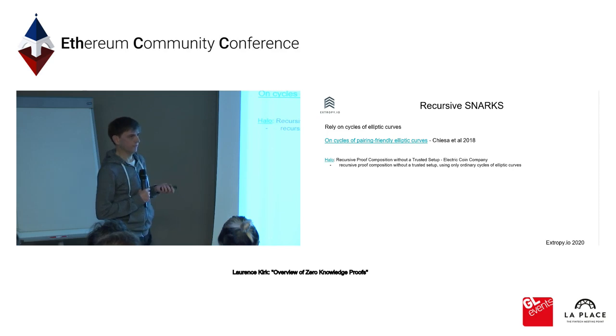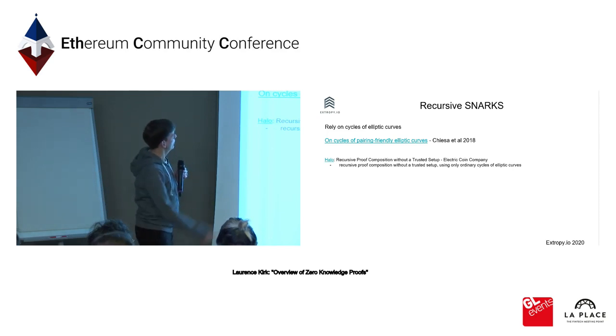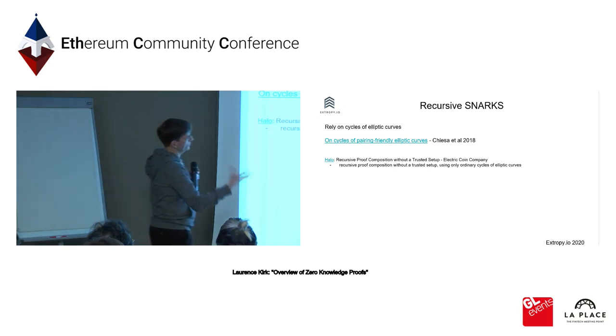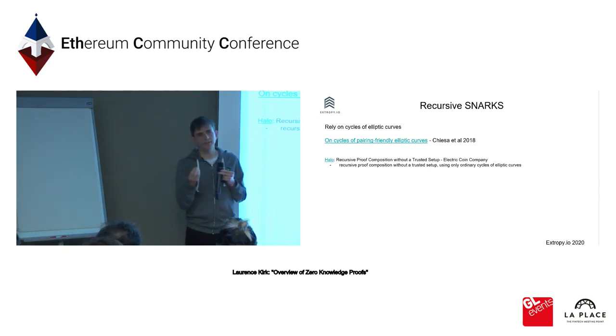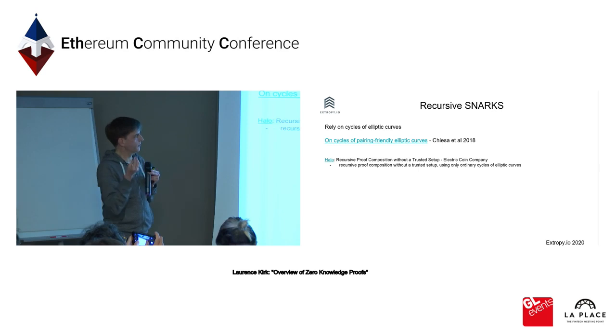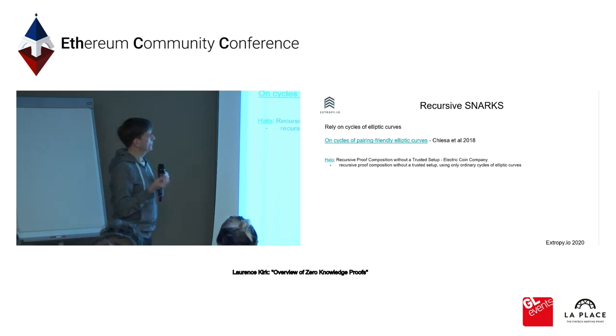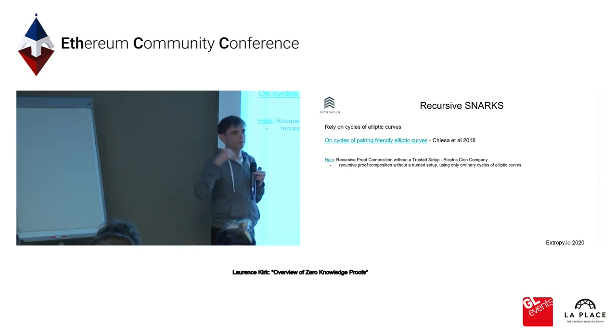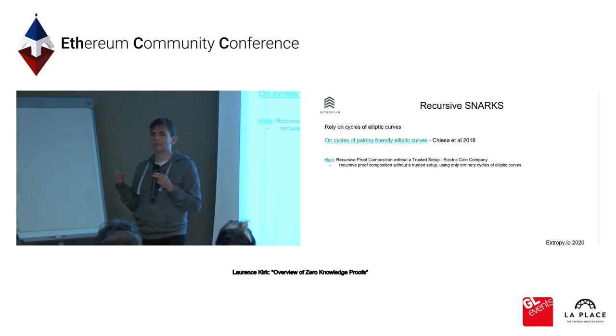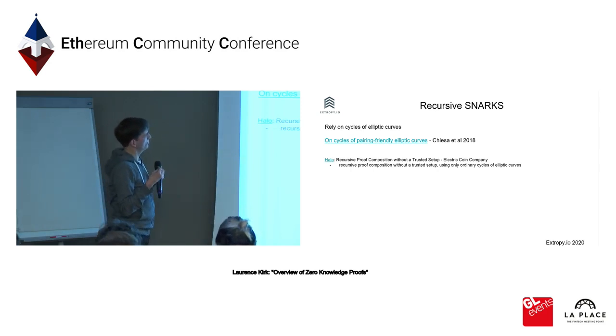So recursive SNARKs are a very interesting idea, and they rely on cycles of elliptic curves, which can be difficult to find and difficult to process. But the idea generally behind a recursive SNARK is, if I have some proof of knowledge of one thing, I can then take a proof that I have that proof initially. And so you can continue doing this. You continue recursively producing proofs of proofs of proofs, and in this way it reduces the amount of proofs that you need to do.